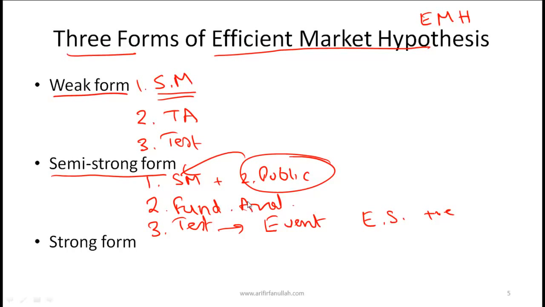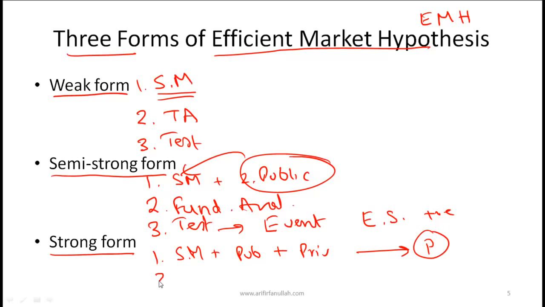Just as a general point though, by and large evidence suggests that at least in the developed markets, the markets are reasonably semi-strong form efficient. And finally, the strong form of the efficient market hypothesis says that all information, so that is security market information plus public information plus private information, is all incorporated into security prices. So the implication of this is that no one, not even insiders and not even market makers, can make abnormal profits. So basically this says that no one can make abnormal profits.